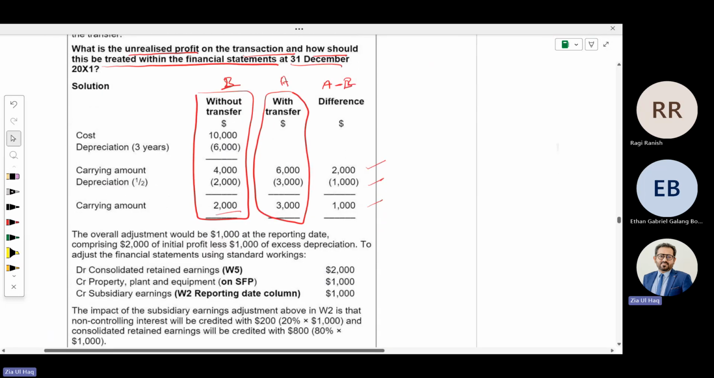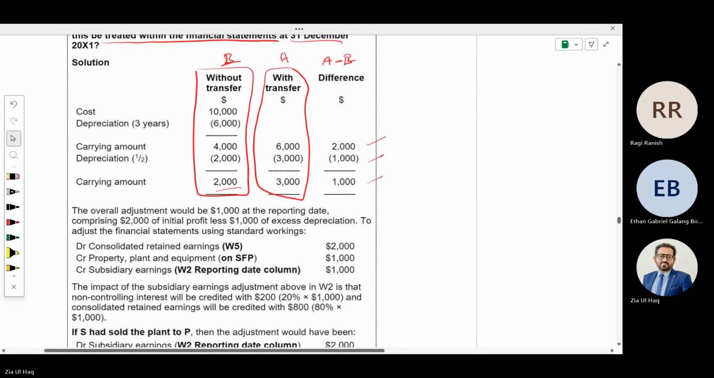How we should adjust this? This means this profit part is included into the group. So we need to eliminate this from retained earning. 2,000, we need to eliminate from retained earning. Retained earning is equity. How we can eliminate? By debiting the retained earning. So we will debit consolidated retained earning with 2,000.